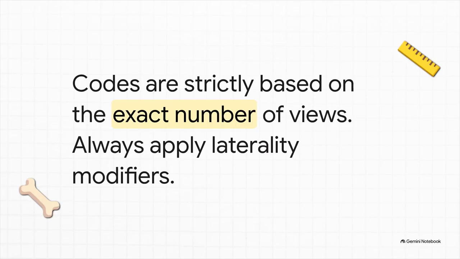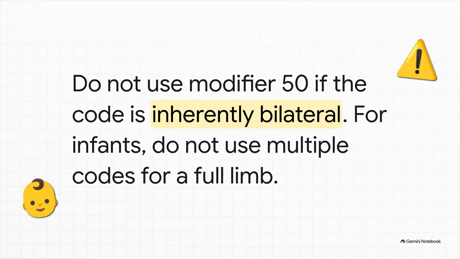Here is the absolutely crucial point, though. Once you've nailed down that anatomical site, it's the view count that dictates your final code selection. Was it 2 views, 3 views, a minimum of 4 views? The medical documentation has to state this explicitly. And honestly, laterality modifiers are completely mandatory here if you want a clean claim. You literally must append RT for right, LT for left, or modifier 50 if it was a bilateral procedure. No exceptions. Well, okay, beware of this one big trap.